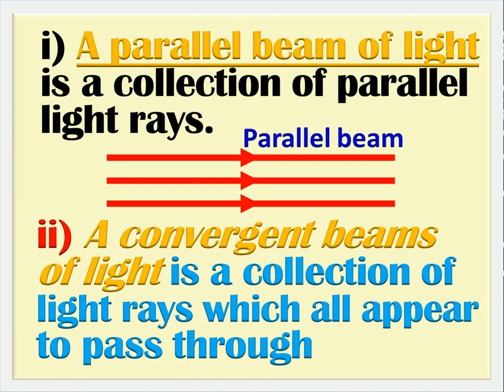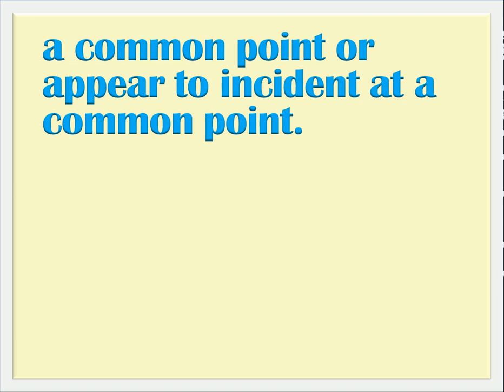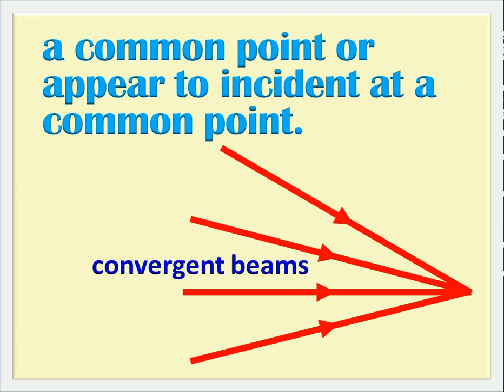2. A convergent beam of light is a collection of light rays which all appear to pass through a common point, or appear to be incident at a common point. These are sample convergent beams.